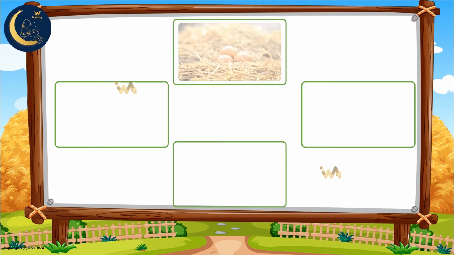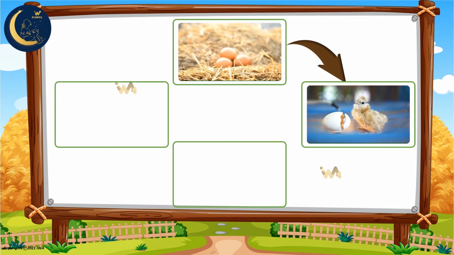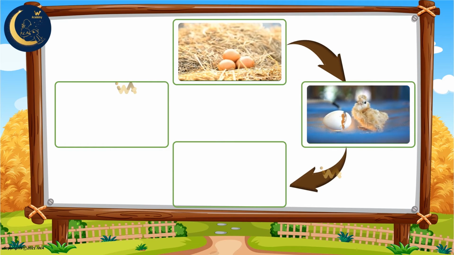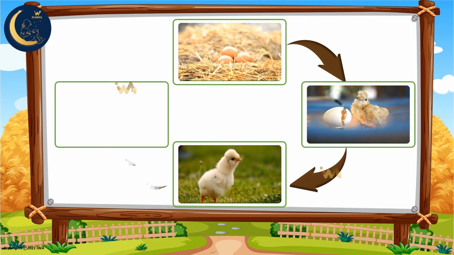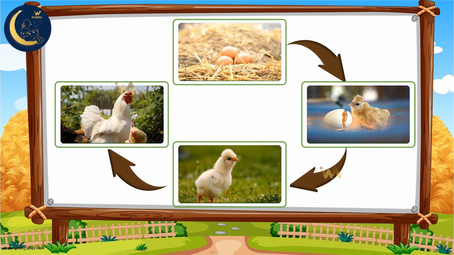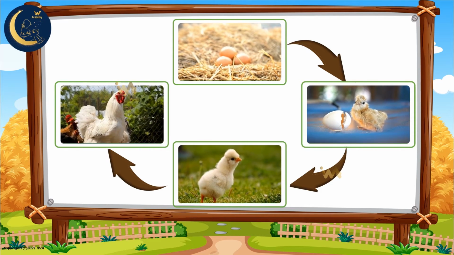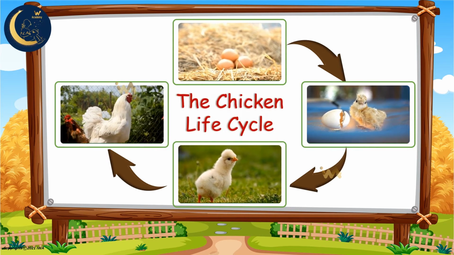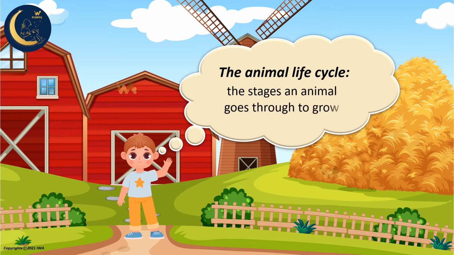It begins as a small egg, and after a while, a small chick emerges from the egg. Then this chick begins to grow, so it gets bigger. It will continue to get bigger until it becomes a chicken. And these stages that a chicken goes through in order to grow are called the life cycle of a chicken. So we can say the life cycle of an animal is the stages that an animal goes through to grow.